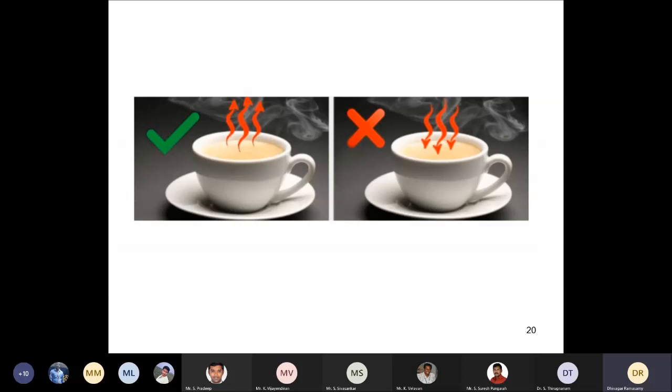So let us take a coffee cup. Whether the coffee cup is losing its heat to the atmosphere or absorbing heat from the atmosphere. We all know that the coffee cup is losing its heat to the atmosphere. So from this we can identify the direction of the heat.